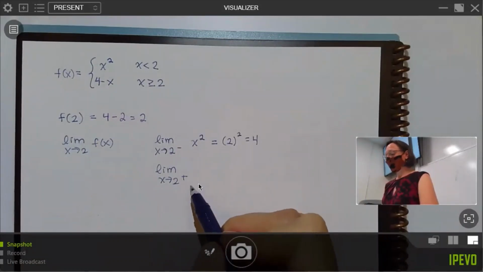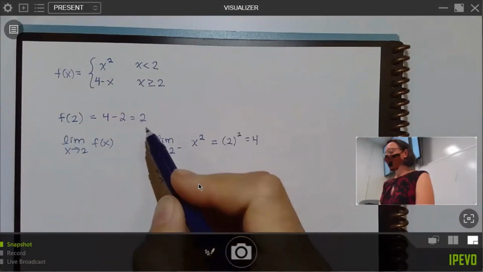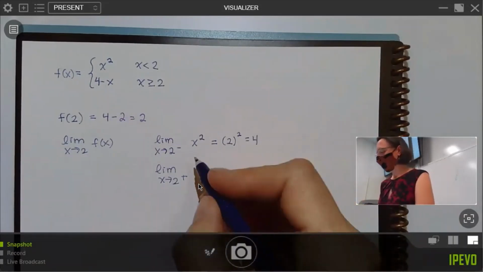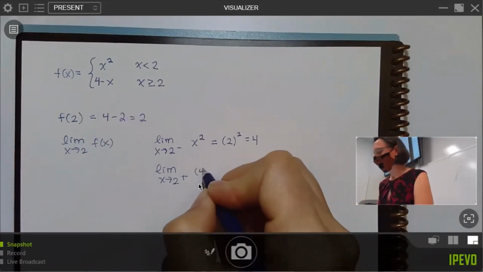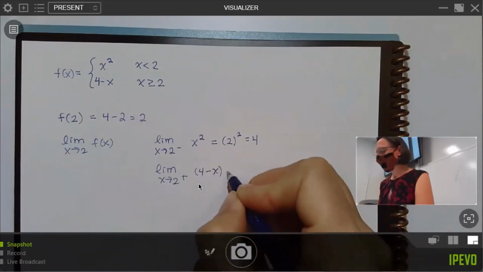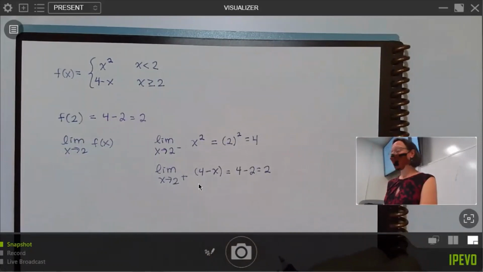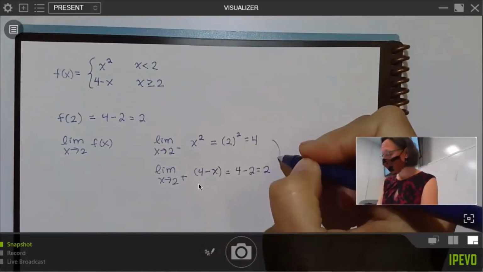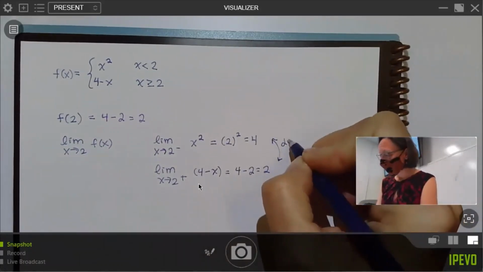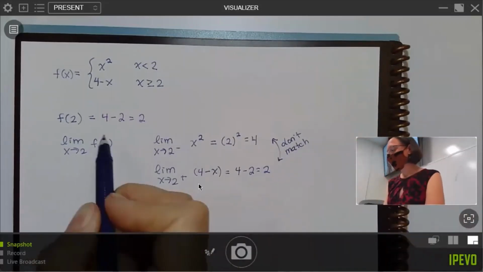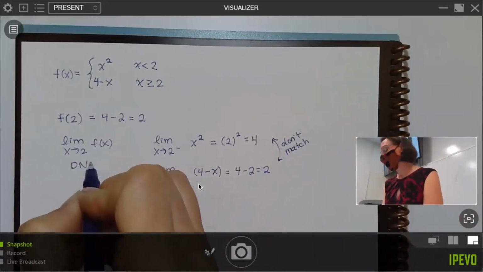On the right-hand side of 2, it's going to be the bottom part of the function that's giving me the rule. So that's the 4 minus x piece. And when I plug in 2, I get 4 minus 2, or 2. These don't match, which means this limit does not exist.